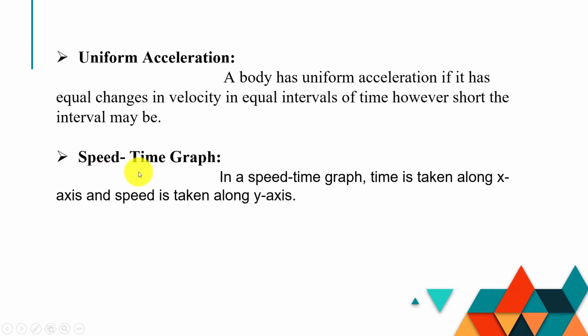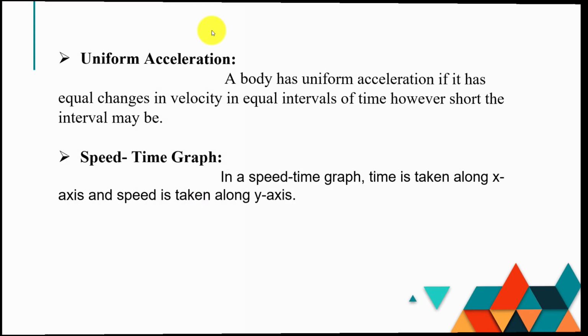The last term is the speed-time graph. As you already know what a graph is, in a speed-time graph, time is taken along the x-axis and speed is taken along the y-axis. As you already know, the horizontal axis is known as the x-axis and the vertical axis is known as the y-axis. So the slope of the speed-time graph will give us acceleration, which will help us in the first equation of motion.